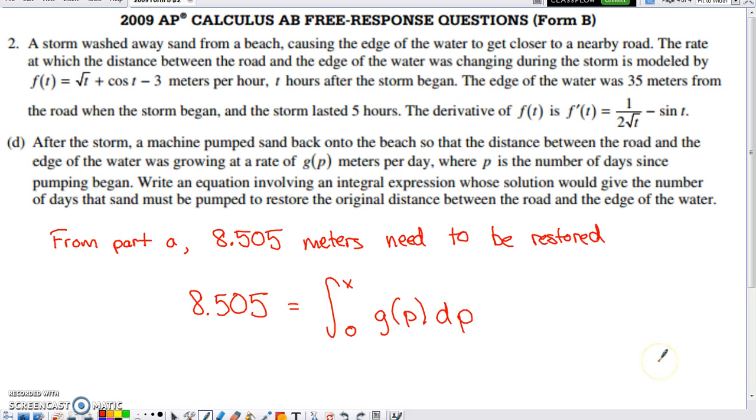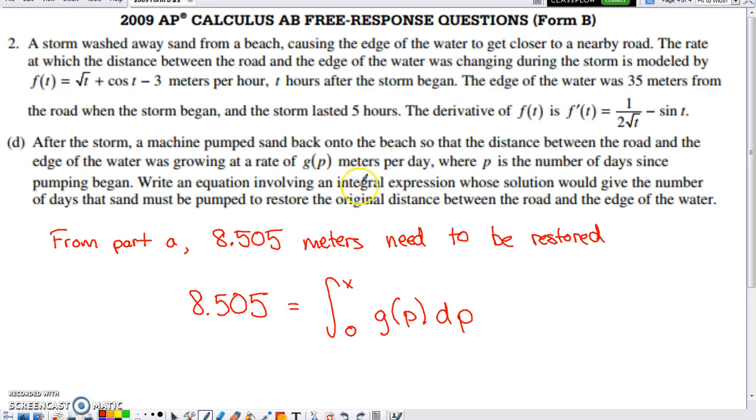And then the last piece here is, it's not that long. It is a little bit goofy because they start talking about a new situation that begins after the storm has ended. And so we're going to have a machine that's going to put sand back onto the beach so that the distance between the road and the edge of the water is growing. And so they're trying to restore that distance. And the rate that the distance between the road and the edge of the water is growing is given by some unspecified function g of p. P is going to be measured in the number of days since the pumping began.